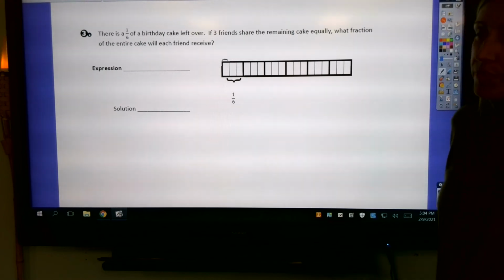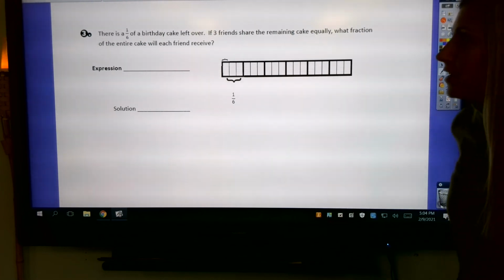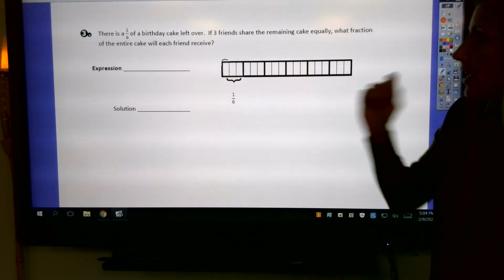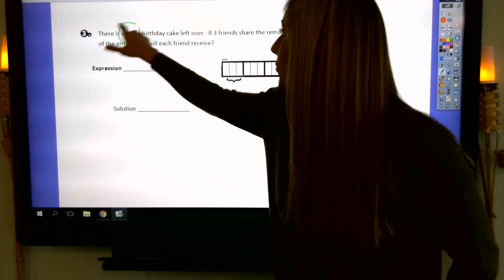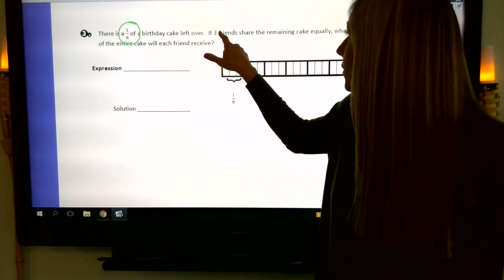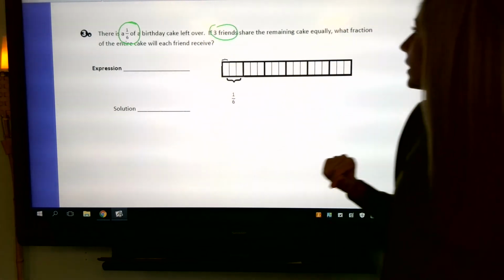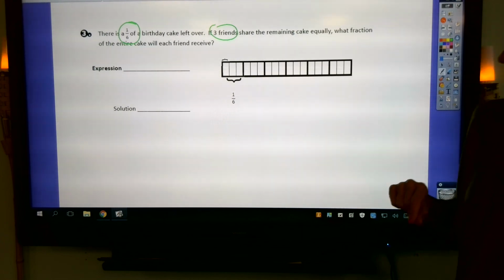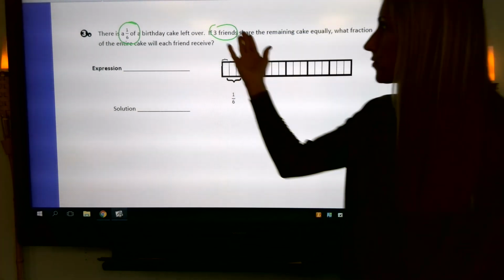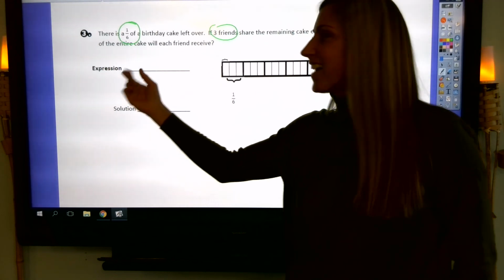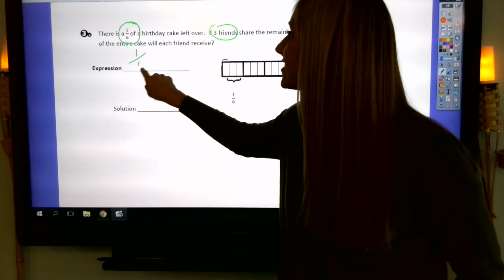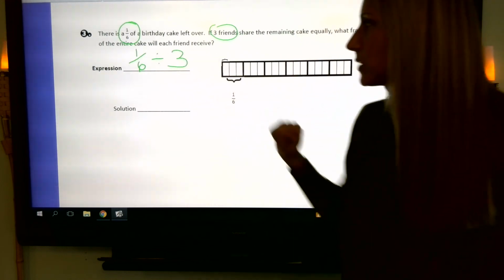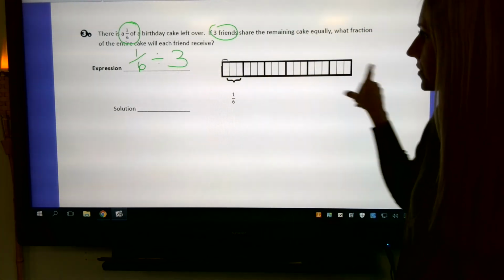Let's try one more. So this one's done for us with the model, but let's see if we can analyze it in both ways. There's a 1/6 of a birthday cake left over. If 3 friends share the remaining cake equally, what fraction of the entire cake will each friend receive? So what's being divided? The friends or the cake? Hopefully you said the cake. So we need to show that we understand that 1/6 is what's being divided by 3 people. So how is this showing it?